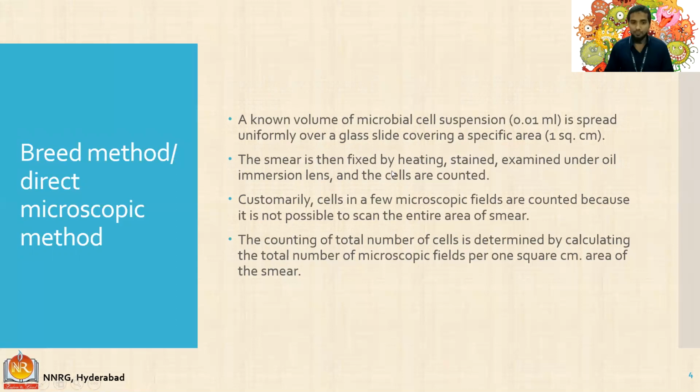The smear is then fixed by heating. It is first heated, then stained by adding reagents. Then it is examined under the oil immersion lens, and then the cells are counted. How do we count? I'll tell you now.